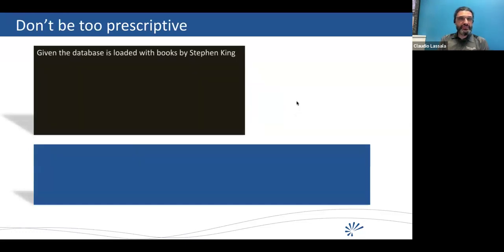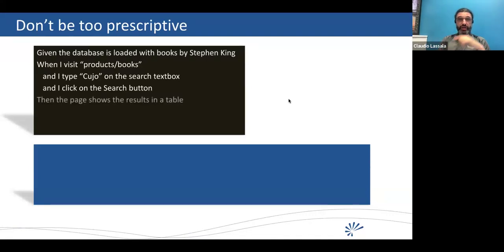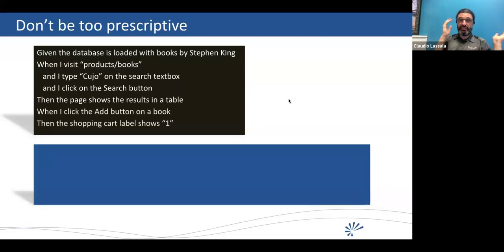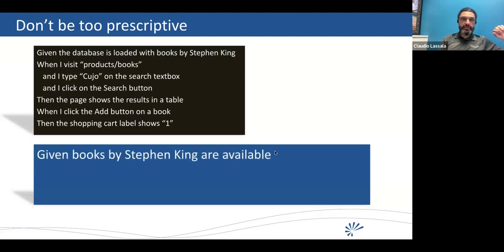Don't be too prescriptive, like: given the database is loaded with books by Stephen King, when I visit products/books and I type Cujo in the search text box and I click the search button and the page shows results in a table and there's an add button and a label. That's way too prescriptive. We don't want that. We want something that's more like this: given books by Stephen King are available. I don't care if it's in the database, in a text file, if it's coming from an API, JSON, I don't care. I'm just saying, given books by Stephen King are available.